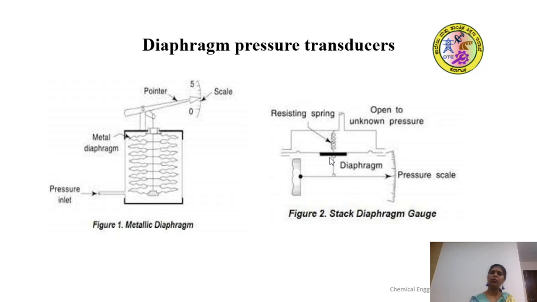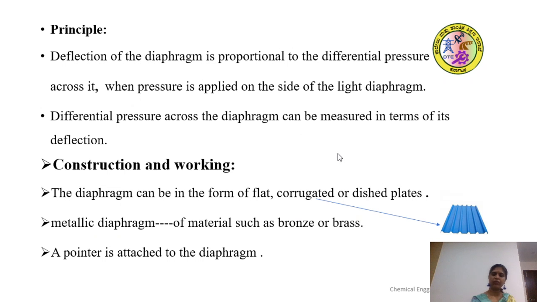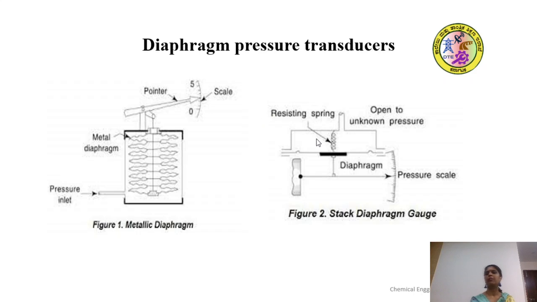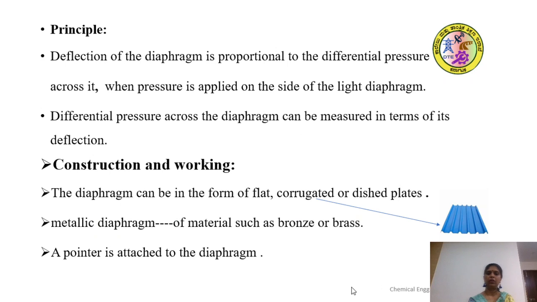The movement of the diaphragm is opposed by the spring. So we call it a resisting spring. Here you can see in a stacked diaphragm gauge, at one end of the diaphragm equipment you can admit the pressure, the fluid which is in the form of a gas or vapor, whose pressure you have to measure. It is being admitted here. So the pointer mechanism.